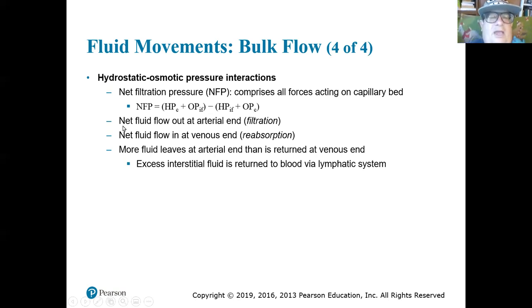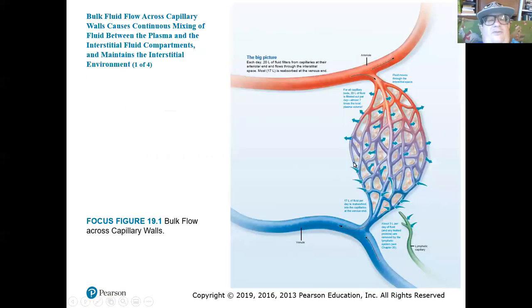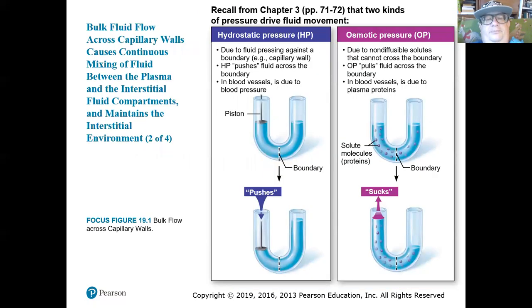So anyway, the net fluid flow out at the arterial end, that's filtration. Net fluid into at the venous end, that's reabsorption. So you've heard it many times already. There's probably a pretty picture coming up, but you're going to push the fluid out at the artery end, and then when you get closer to the venous end, you're going to start pulling the fluid back in. The excess interstitial fluid is returned via the lymphatic system. Again, you've heard that. So there's a picture of it happening. Great.